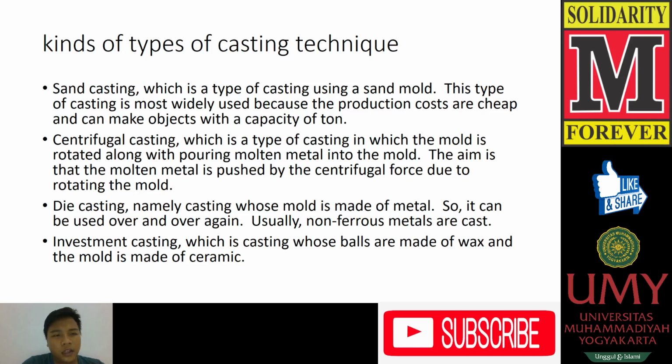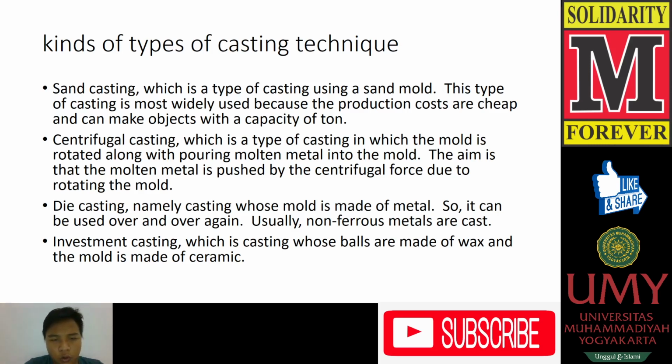4. Kinds of casting techniques. Sand casting, which is a type of casting using a sand mold. This type of casting is most widely used because the production costs are low and it can make objects with a capacity of tons.